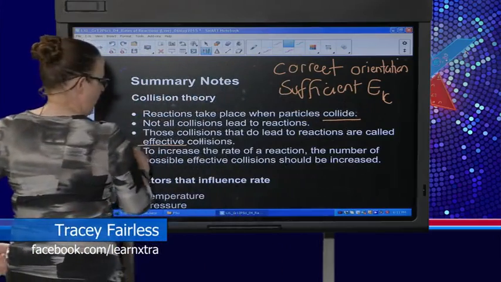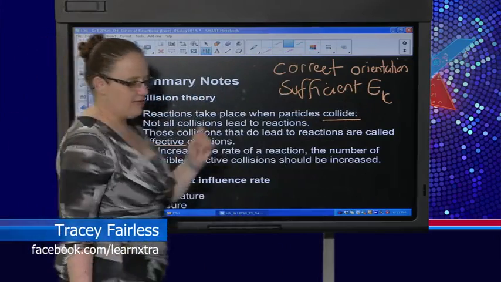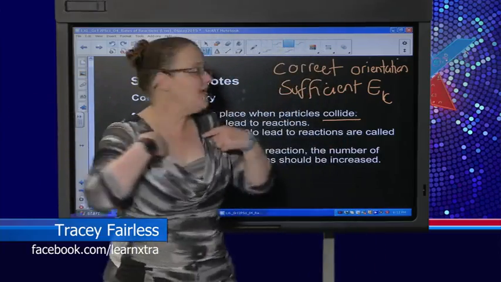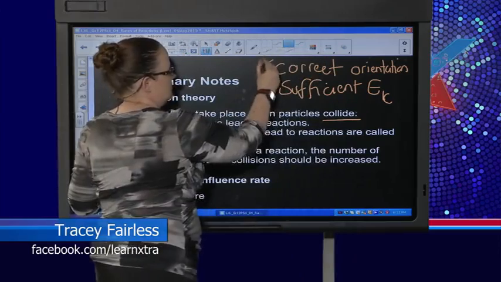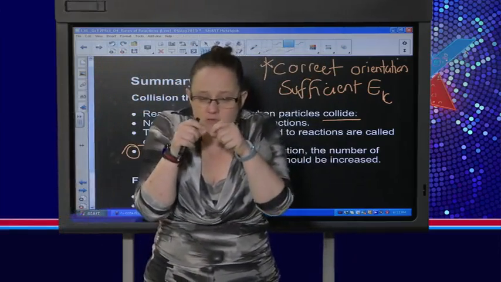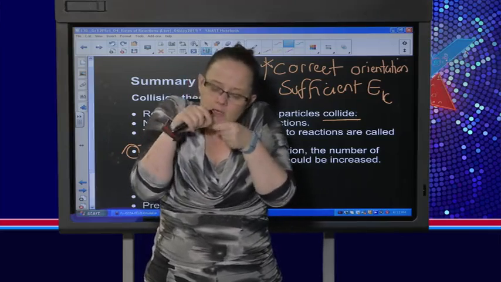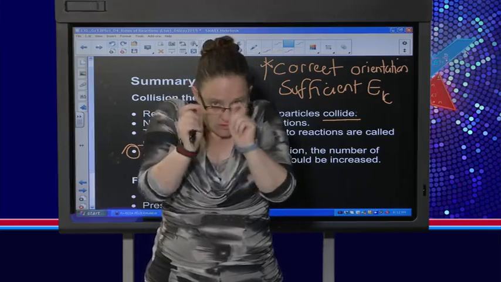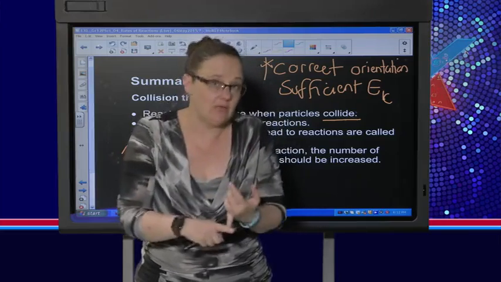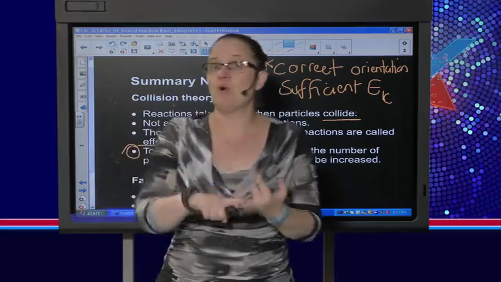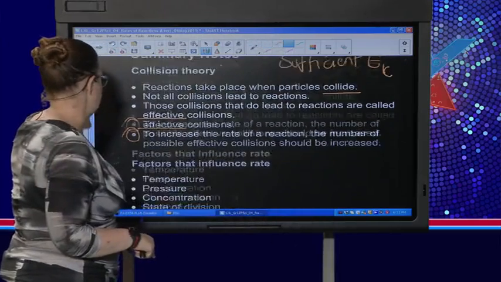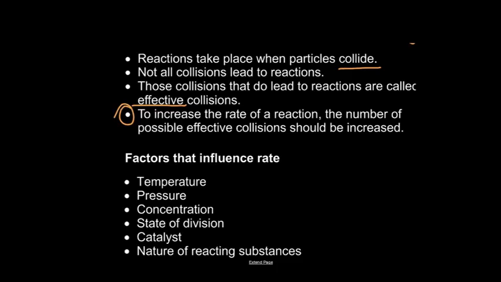So the whole point is to increase the rate of a reaction, so we have to increase the number of effective collisions. We can do nothing about correct orientation. We can't take out a pair of atomic microscopic tweezers and manipulate them like building blocks, as much fun as that would be. But we can increase the amount of energy we have, and we can increase the probability of how they collide with each other. And how do we do that? Well, five things, I apologize.